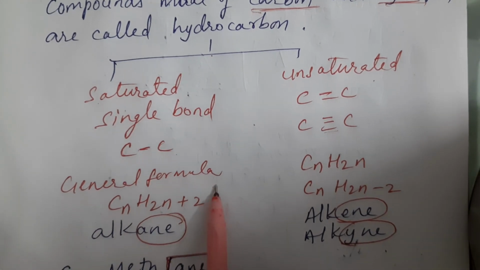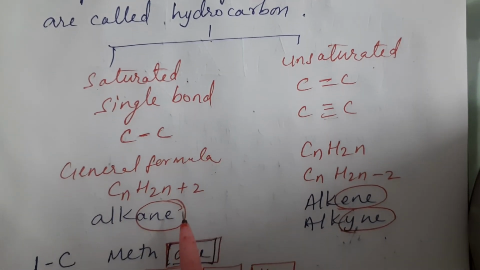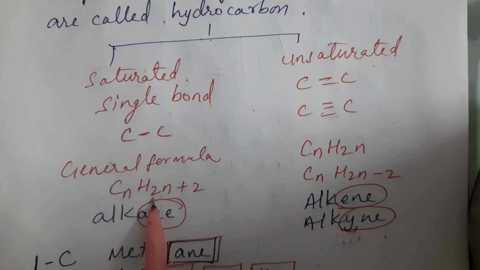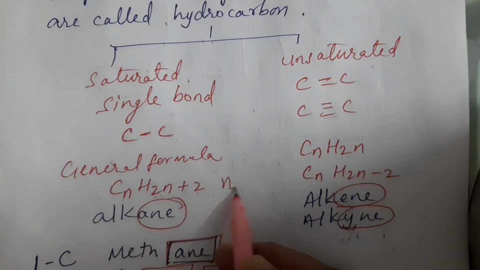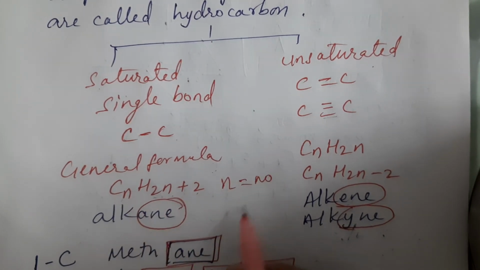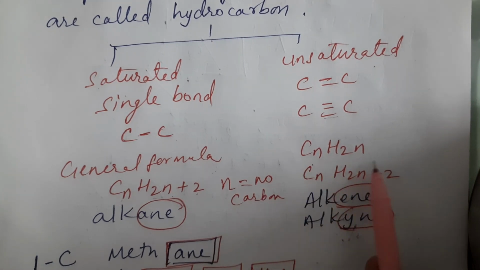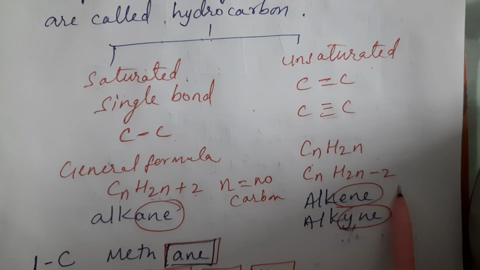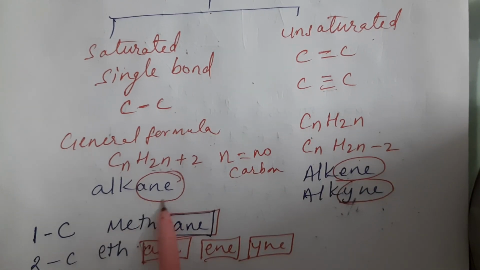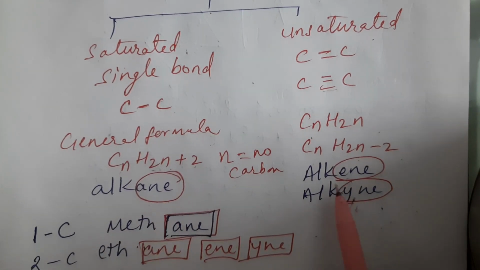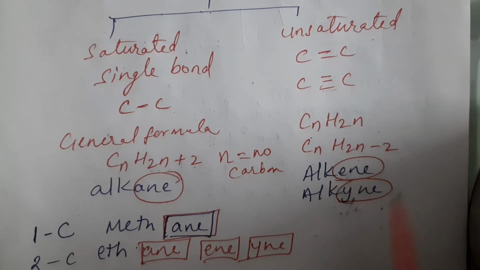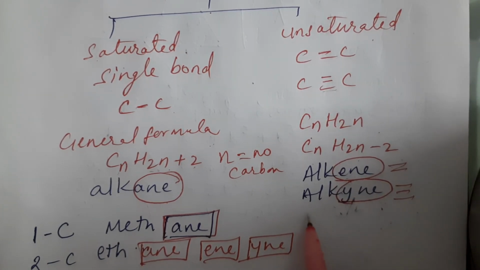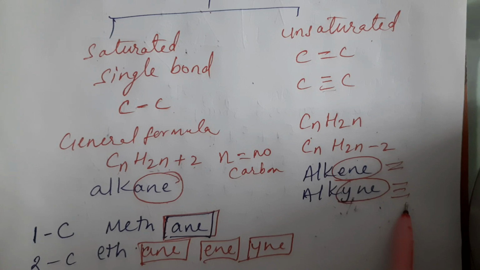Now coming to the general formula, for saturated hydrocarbon, alkane, the general formula is CnH2n+2, where n stands for the number of carbons. For alkene, it is CnH2n, and for alkyne, it is CnH2n-2. Alkane, "ane" is there, representing single bond. For alkene, if "ene" is there, it represents double bond. And if "yne" is there, alkyne, it represents triple bond.